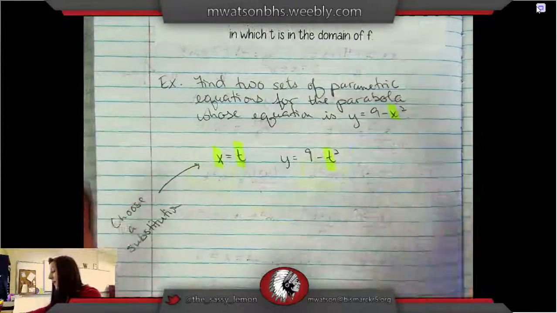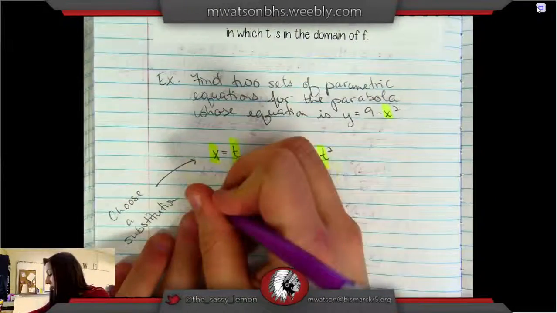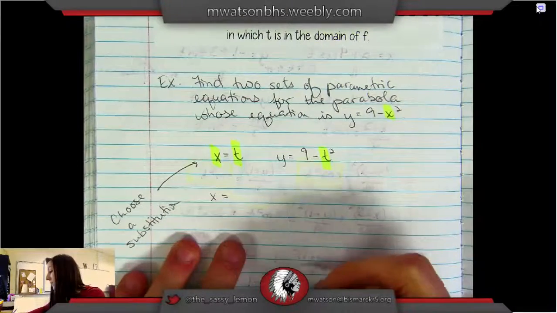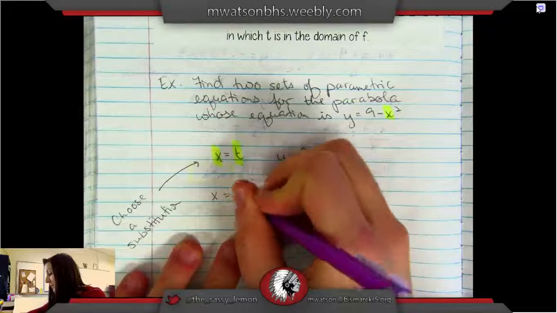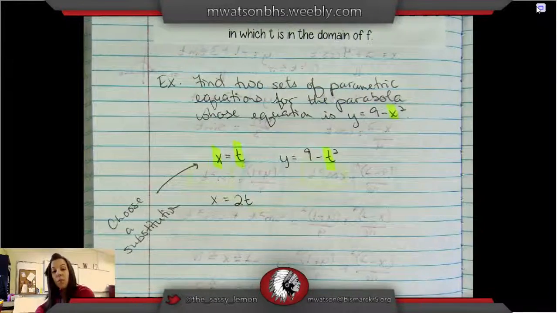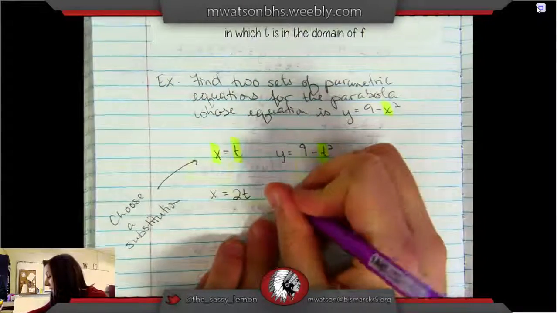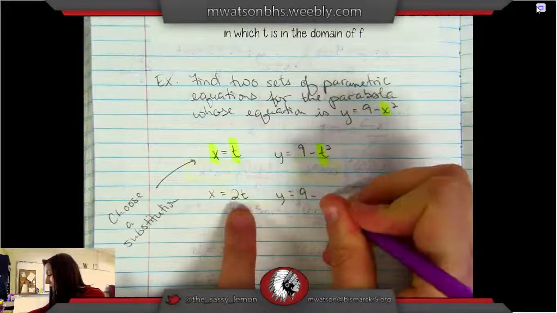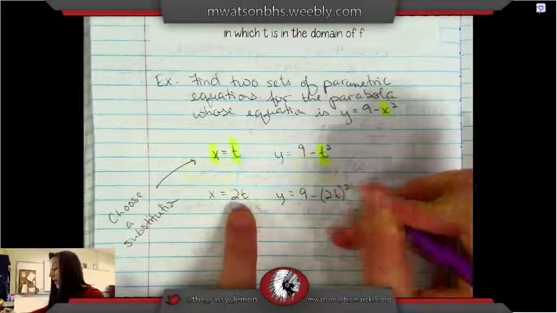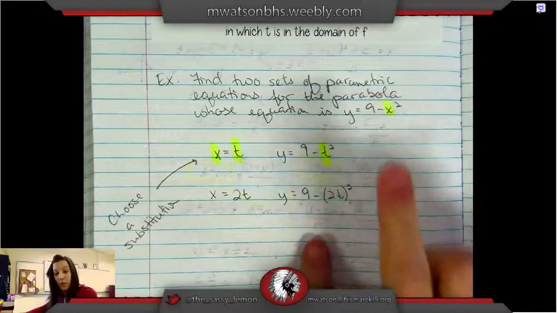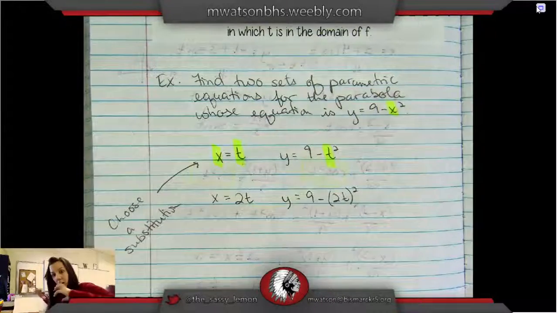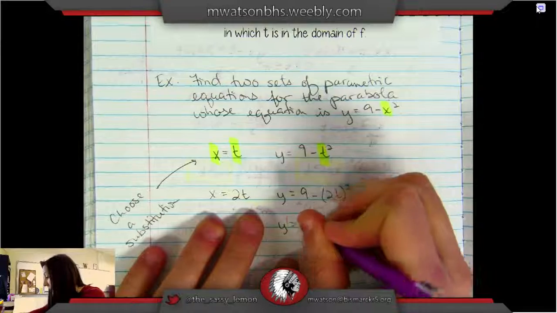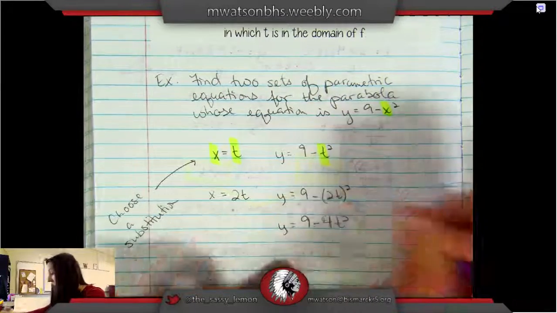Now, let's create another one. So another one would be x equals, but instead of doing t, because that would be the same one, let's do 2t. Well, whenever you go over here, instead of x, you're going to put 2t, so you'll have 9 minus (2t) squared. Notice I put that in parentheses because it was the x squared, so now 2t is actually being squared, which will mean that y equals 9 minus 4t squared.